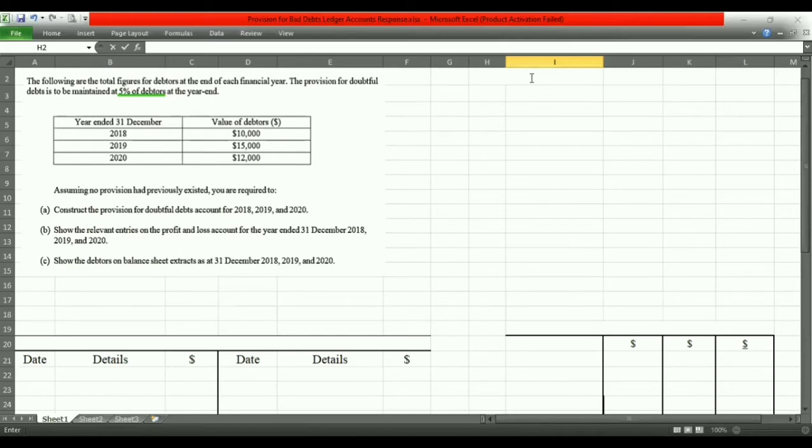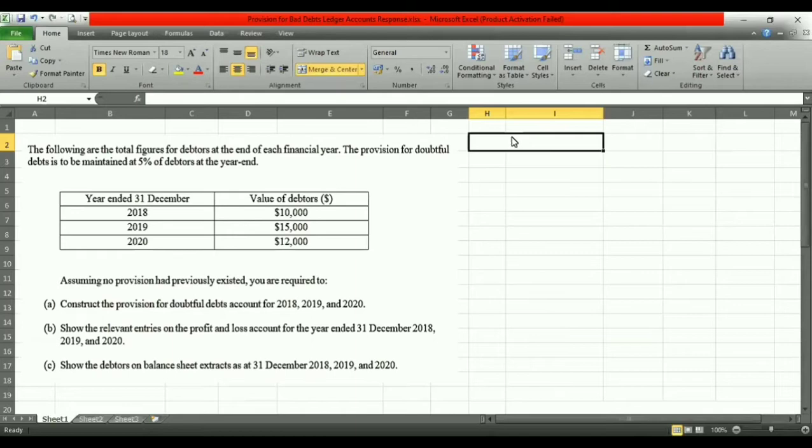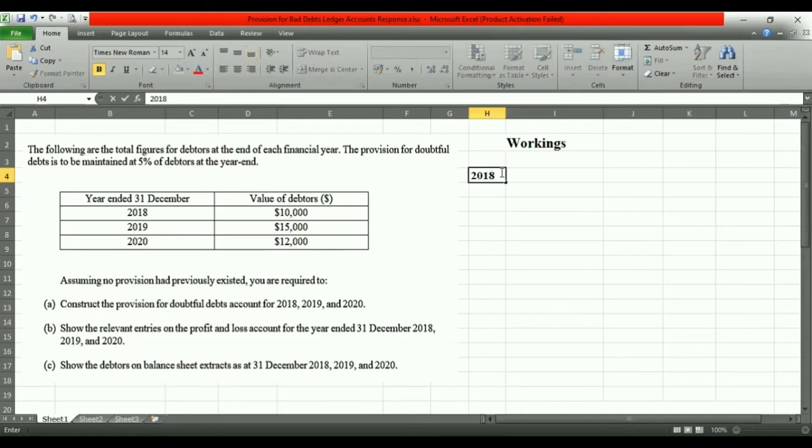Now, what do you do first? So now that we have read the question and understood what we're required to do, the first thing that you need to do is your workings. So we're going to look at the workings, and we start out with the first year, which is 2018.